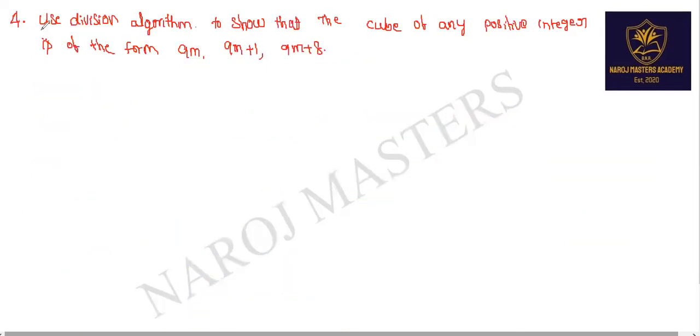Look at question number 4, Nana. Use division algorithm to show that the cube of any positive integer is of the form 9m, 9m plus 1, or 9m plus 8. From the given data, what is the value of b, Nana? b is equal to 9 here. Now what is the value of r? r is maximum up to 8, we can say. So 0 less than or equal to r less than b. Okay.